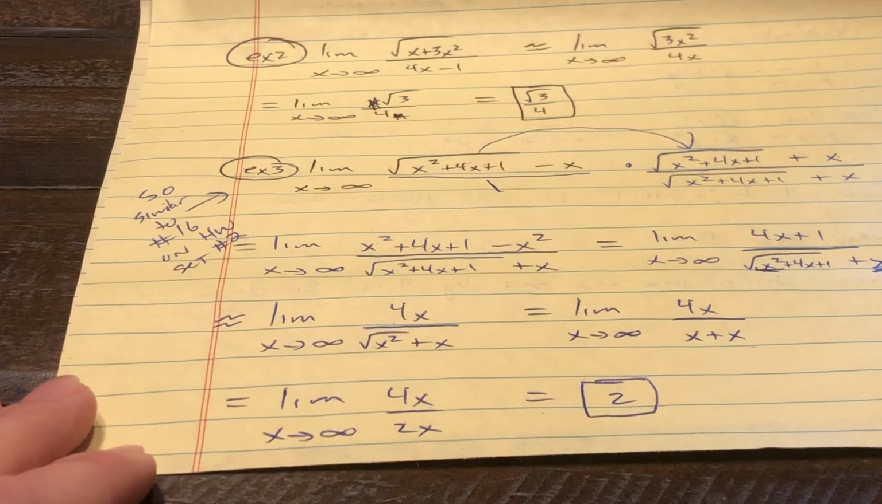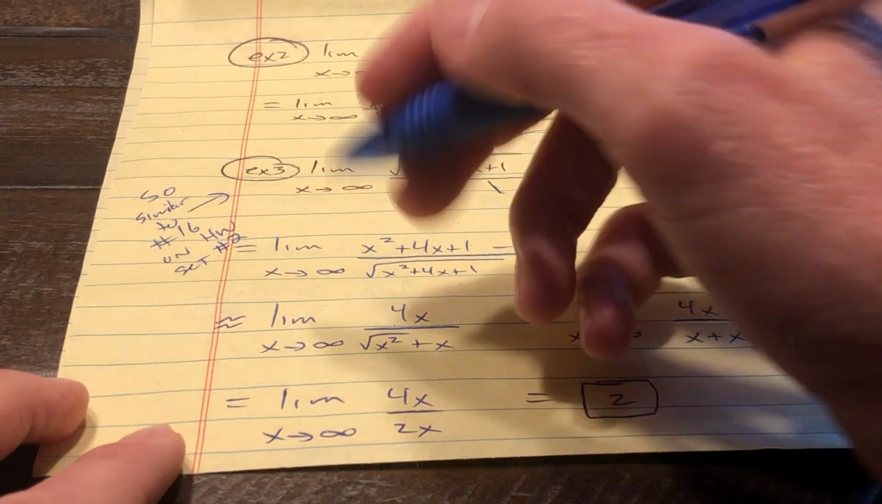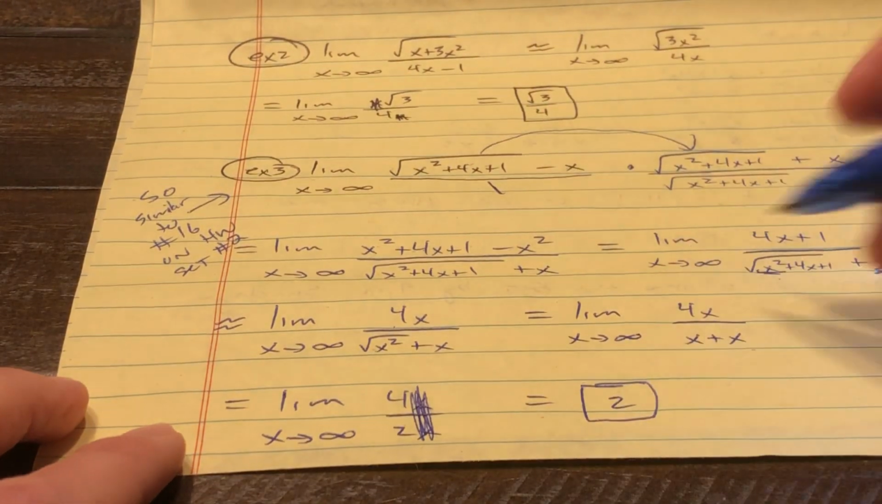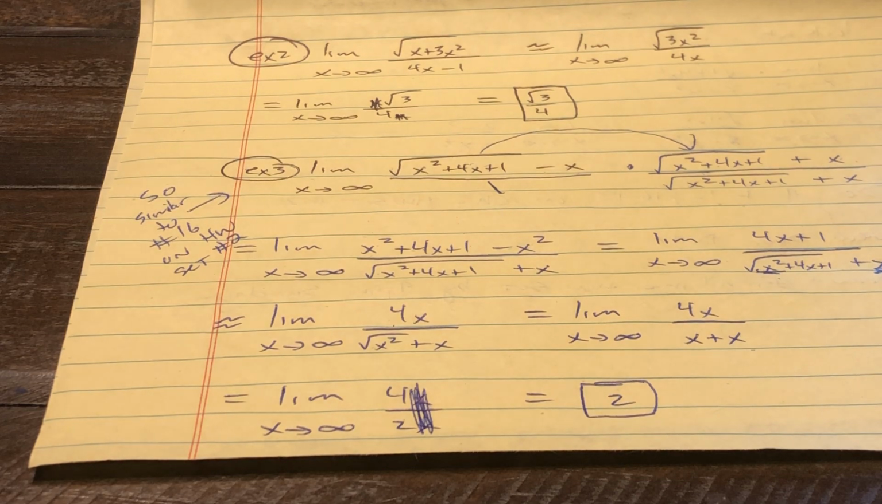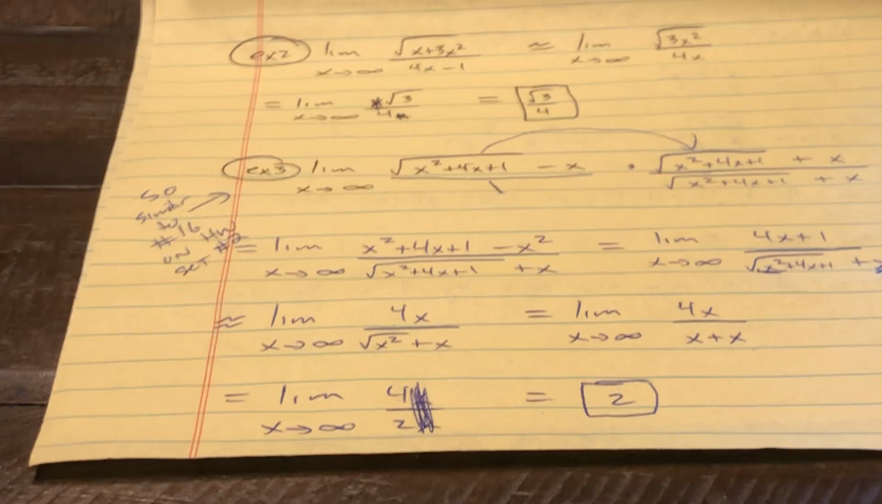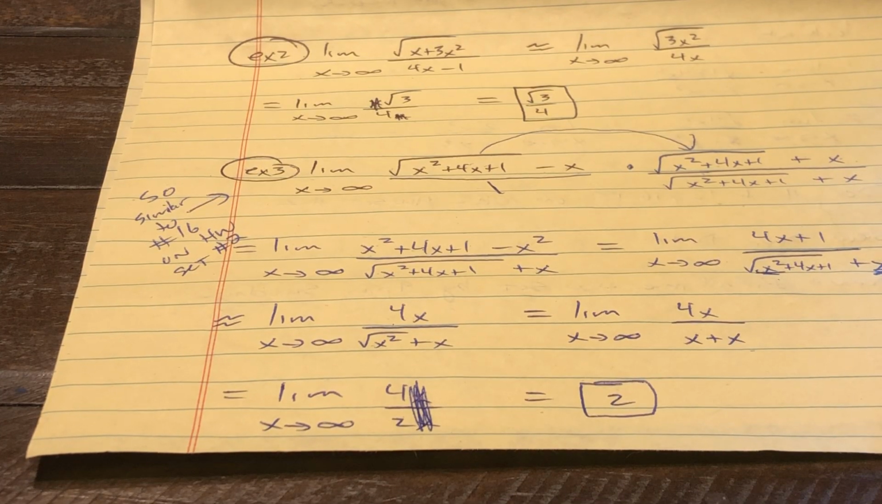x plus x is 2x. The limit as x goes to infinity, well, this is going to cancel. 4 over 2 is 2. Again, that is very similar to number 16 on your homework sets.